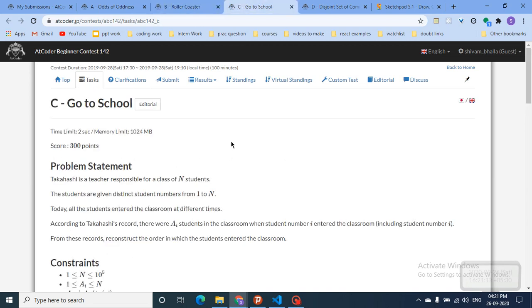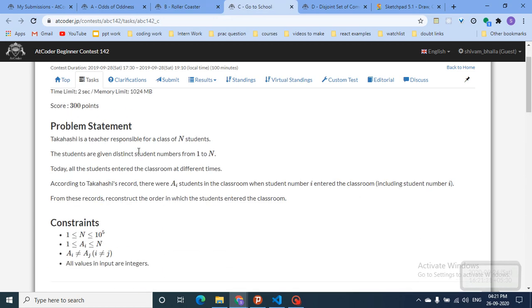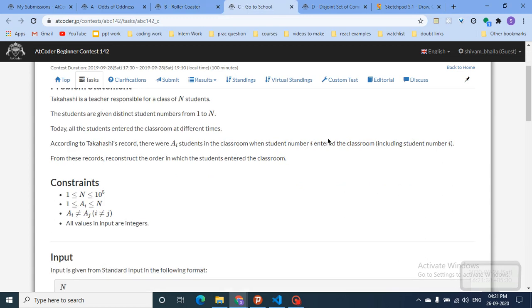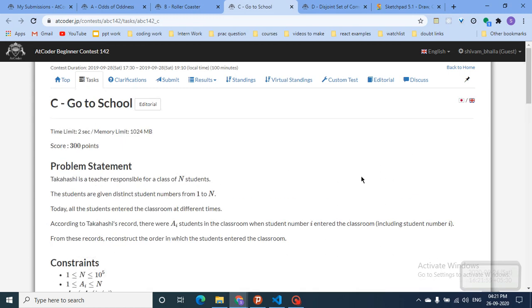Okay, the C question is a little bit tricky, but the intuition can come very fast. Takahashi is a teacher responsible for a class of n students. The students have distinct roll numbers from 1 till n. So there are n students, and every student has a roll number between 1 and n. Now every student enters the class at a different time. Whenever the ith student enters the class, he can count how many children are present in the class at that point, including student i.